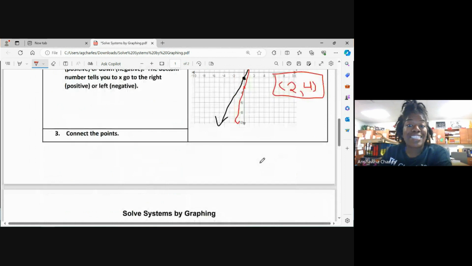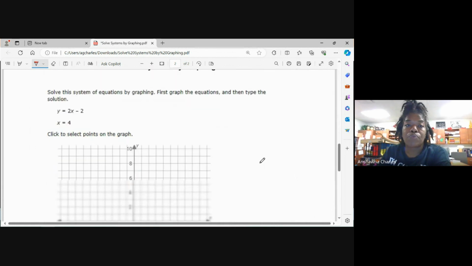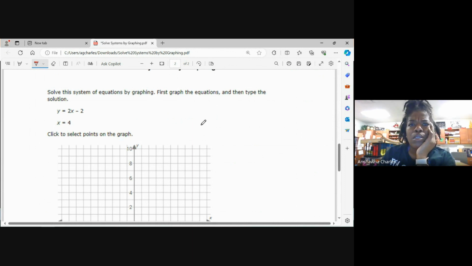And that is it. We're going to do one more example together. And the IXL assignment you're doing goes with this, okay? So this is just a snip from the IXL assignment. So we're going to look at the first one.